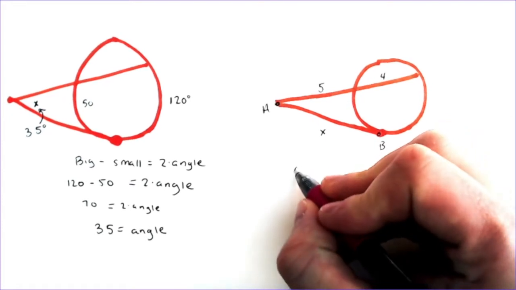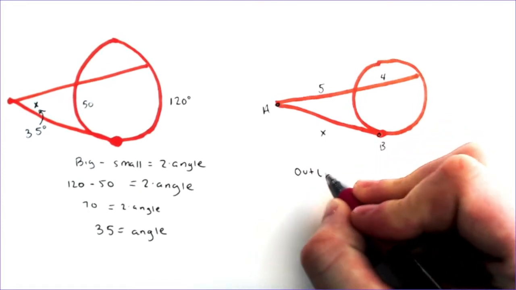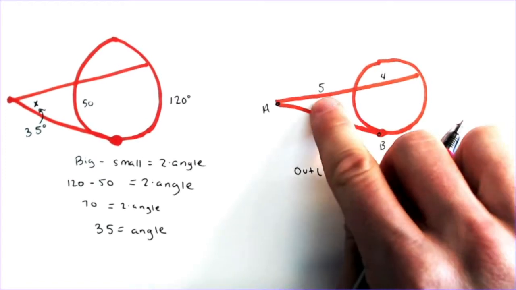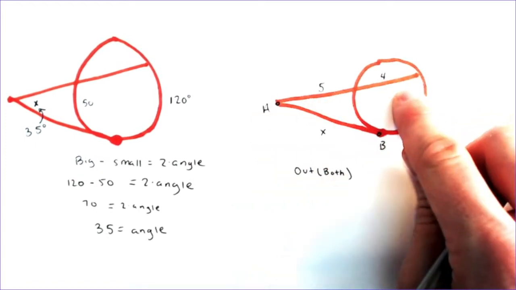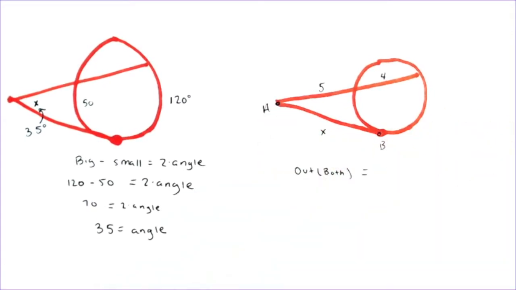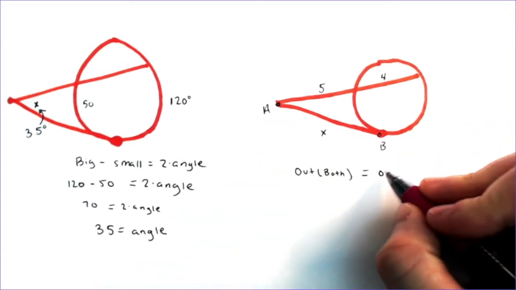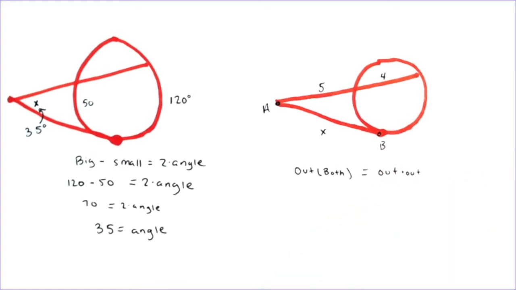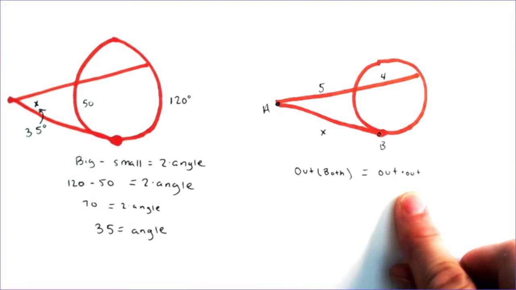So the secant part is going to behave as if it were a secant, and you would have to deal with the outside times both of them, which the outside is 5, and both of them would be 5 and 4 put together. But on A to B, this part, we only have an outside. That's just going to be the outside times the outside because there is no both. So I did out times out, or out squared.